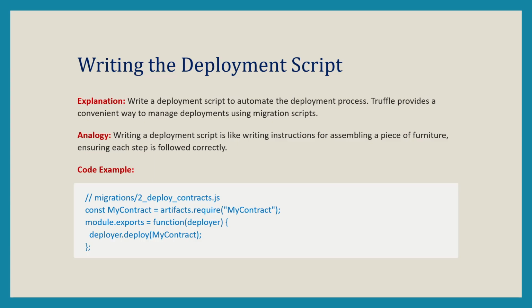And finally, we are deploying the contract. In this function, the deployer.deploy method is called with myContract as the argument. This method tells Truffle to deploy the myContract smart contract to the blockchain.